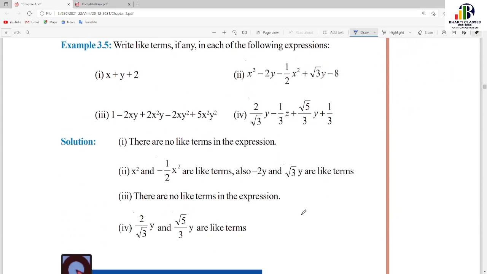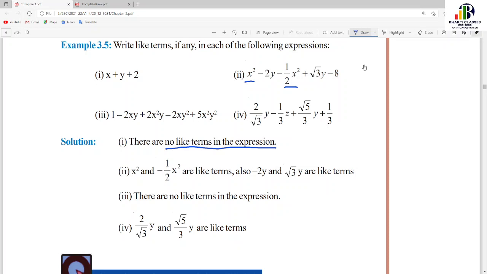Now in example number 3.5, we must write the like terms, if any, in each of the following expressions. In the first expression, x plus y plus 2, there are no like terms. In the second expression, we can underline the like terms with different colors. For example, these two are like terms.